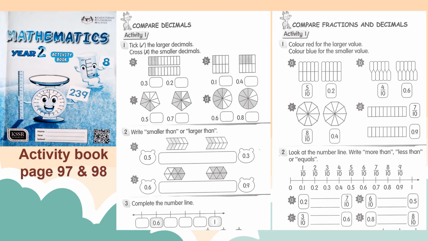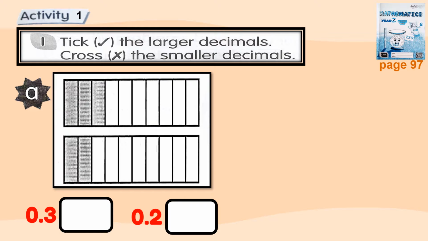Let's do the exercises in activity book page 97 and 98. Activity 1. Read the instruction. 1. Tick correct the larger decimals. Cross the smaller decimals. A. Let's look at these pictures. Look at the shaded parts. Which picture has more or less shaded parts?